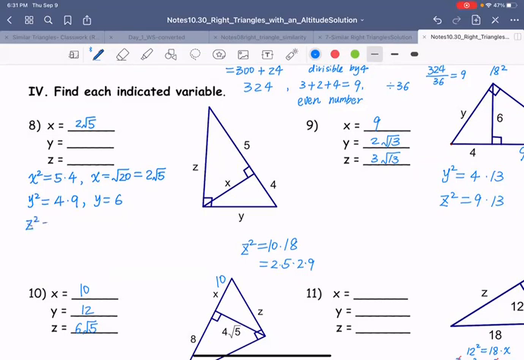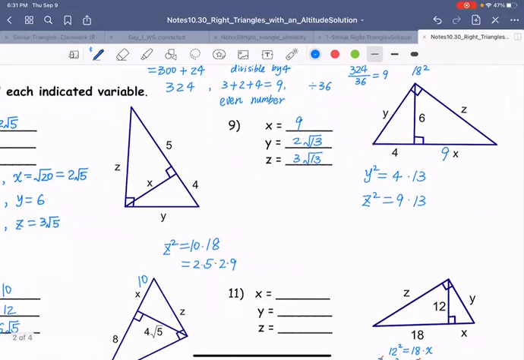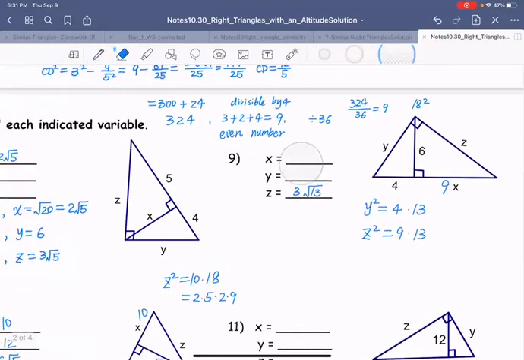z squared equals 9 times... This guy square is this guy times the whole thing. 9 times 5. So z equals the square root of 45, which equals 3 times the square root of 5. Okay. Makes sense now? Yes. Okay. Now Angela, let's do number 9.